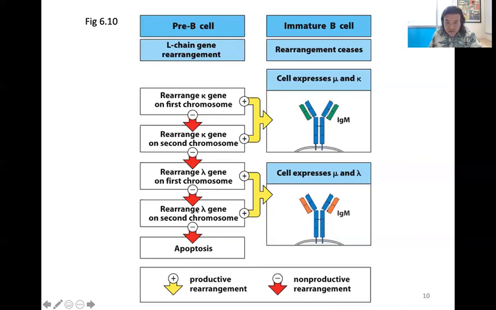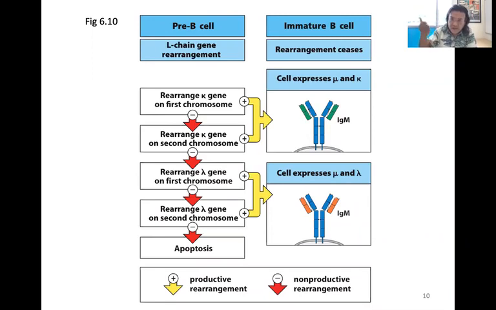But hey, some of the cells aren't going to succeed. And those cells, right, if they fail to make either of the types of possible light chains, they undergo apoptosis, and that's the end, and contributes more to the wastefulness of this whole process, right? So at the end, if you do get an IgM that's formed on the surface of the B cell, that's what we call our immature B cell, right?